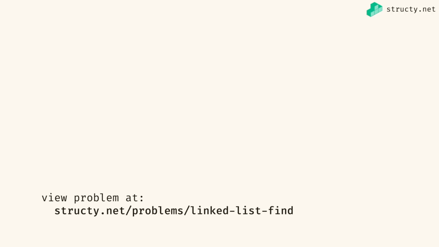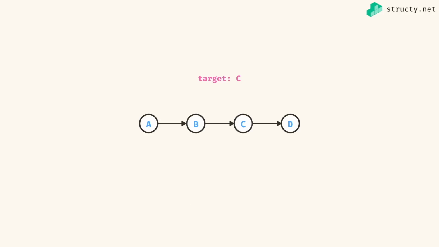So in this problem, we're going to be taking in a linked list as input, and we also have a target value. What we want to do is return true or false whether or not the target value is contained within the linked list. So for this particular example, if I'm asking you for a target of C, you should return true because C is definitely within the linked list. In another scenario, let's say I gave you a target of G. In that scenario, you would just return false because G is not a value of this linked list.